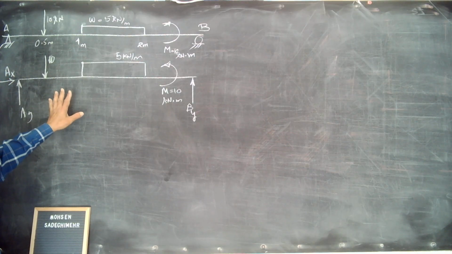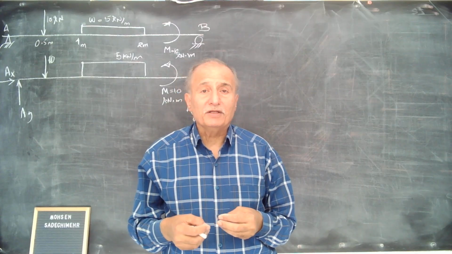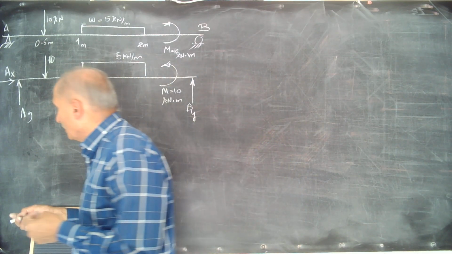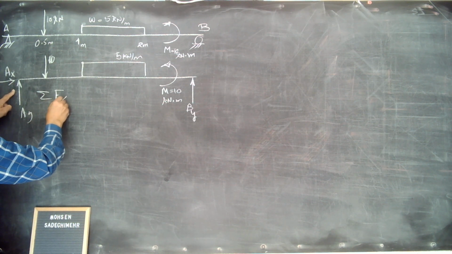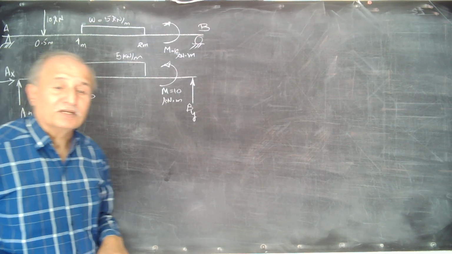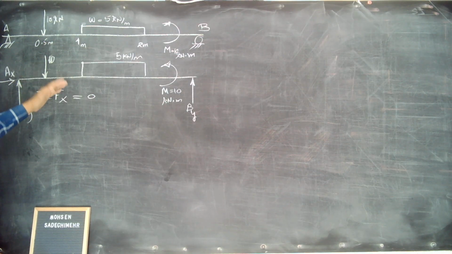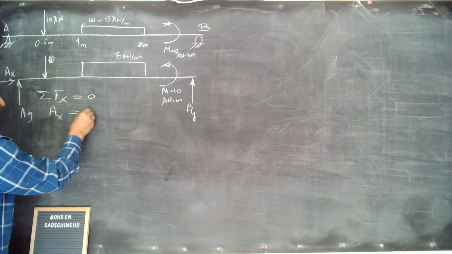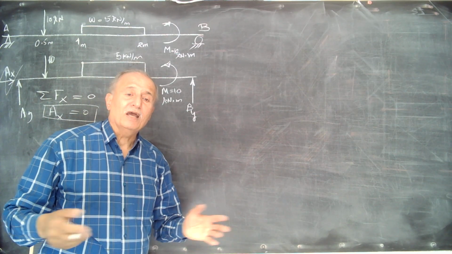Then, after you draw the free body diagram, you can start to calculate the external reactions at the supports. The first equation that you can write is summation of forces in x direction, horizontal forces. We don't have horizontal force here. If we had, then this Ax must be in balance with them. But the only force that we have is Ax, and it is equal to 0. Then we cancel this force out. We do not need this anymore.